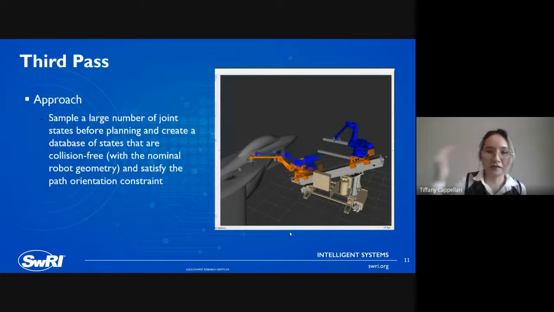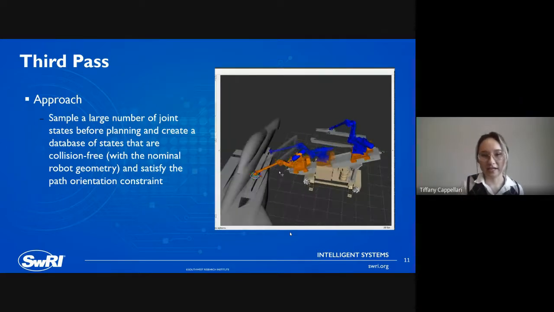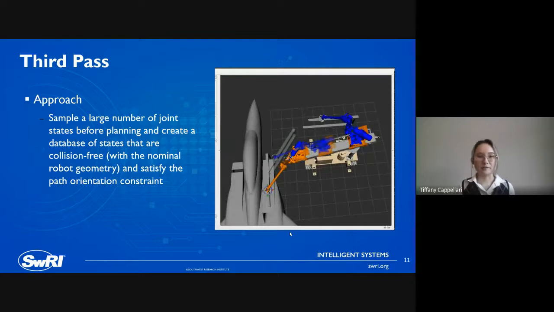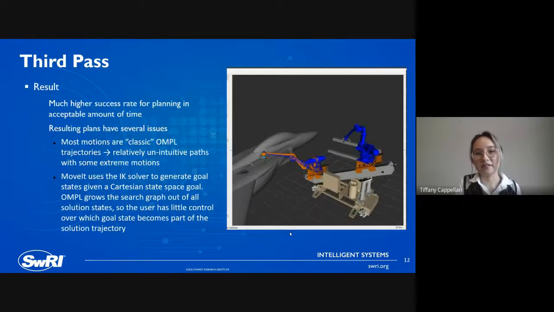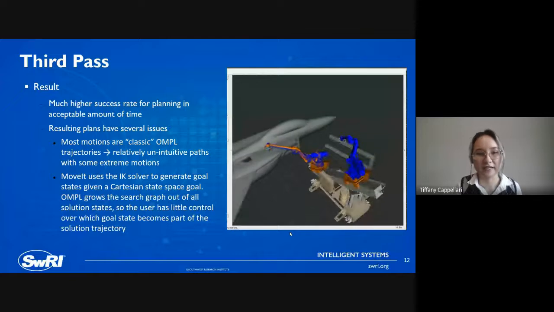So for our third attempt at this, we are basically trying to do a very similar thing to the last approach. However, this time we sampled a very large number of joint states before beginning planning. And using this, we created a database of states that we knew were collision-free and also satisfied our path constraint, and had OMPL use those predetermined states to find the best path. And this did have a much higher success rate within an acceptable amount of time.